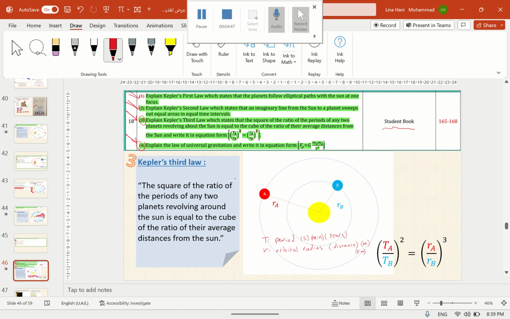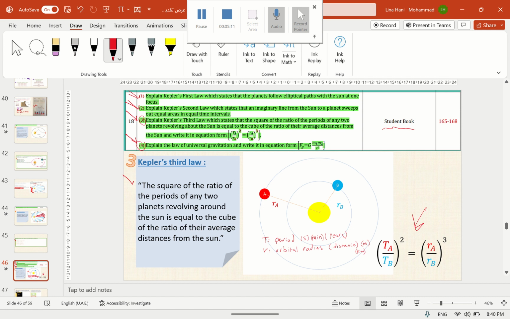Objective 3 says that we need to explain Kepler's third law, which states that the square of the ratio of the periods of any 2 planets revolving around the sun is equal to the cube of the ratio of their average distance from the sun, and this is the form of the equation.